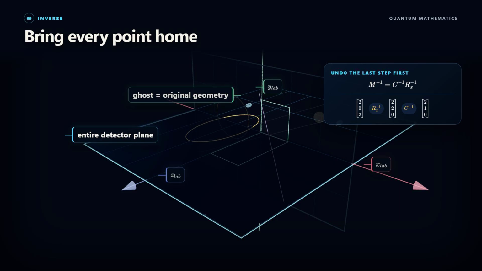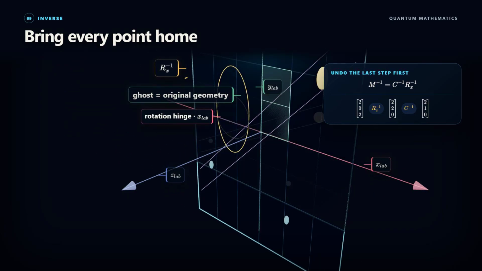order. Undoing a sequence works like removing two nested operations. Undo the last action first. The detector was calibrated, then rotated, so reconstruction must unrotate first, then uncalibrate. In symbols, M inverse equals C inverse R sub x inverse.